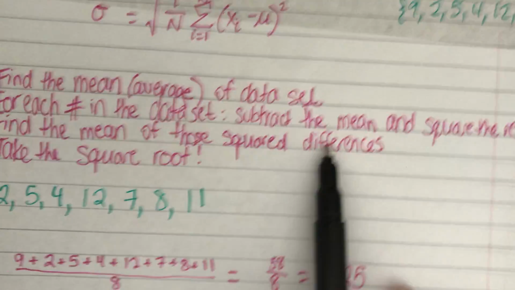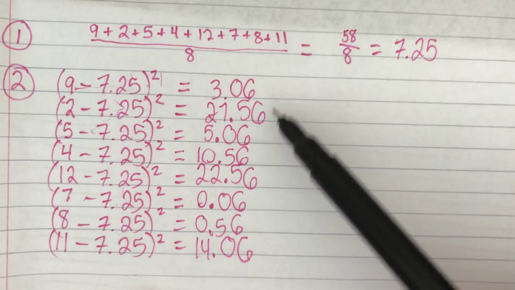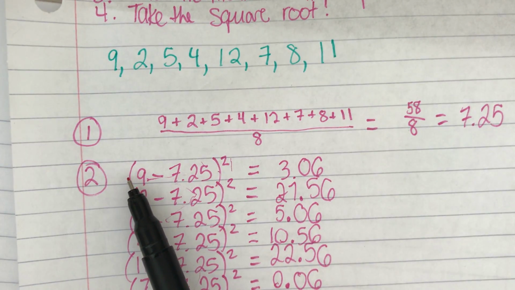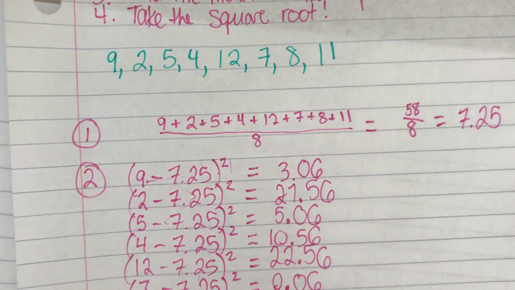Okay, that is step 2. For each number, we subtracted the mean. That's this piece right here. And then we squared the result. So we have this list of new numbers here. Okay, like I said, number 2 is the one that might take the most time or be the most difficult, and we just did it.